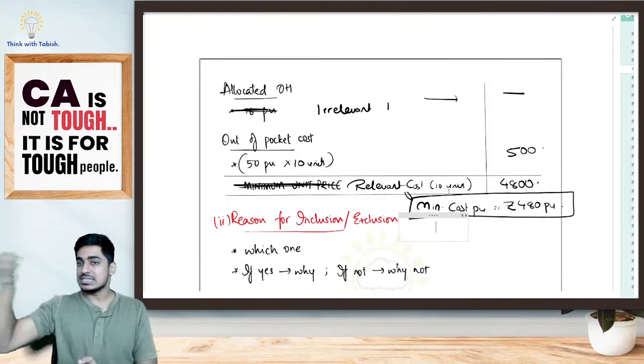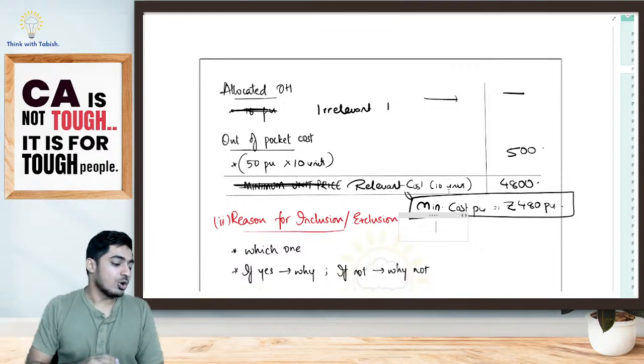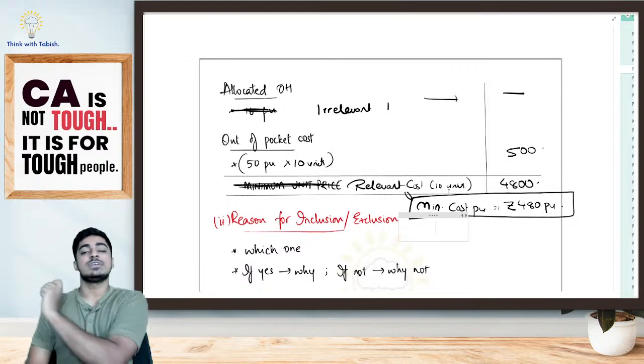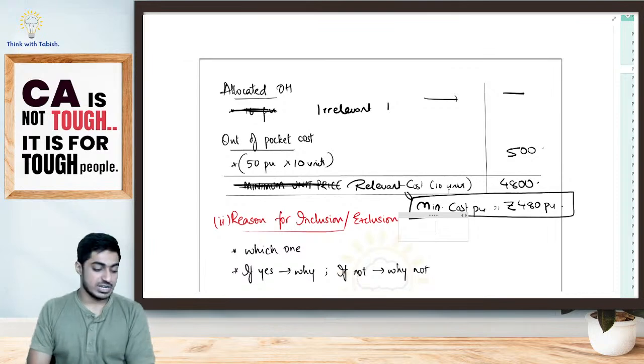Yes, it is irrelevant; that amount we need to highlight. That's all. Next, out of pocket. This is the additional expense we are incurring because of taking the decision, hence it is relevant. Whatever it is, 50 per unit into 10 units.